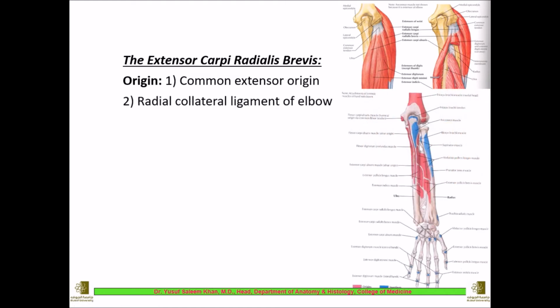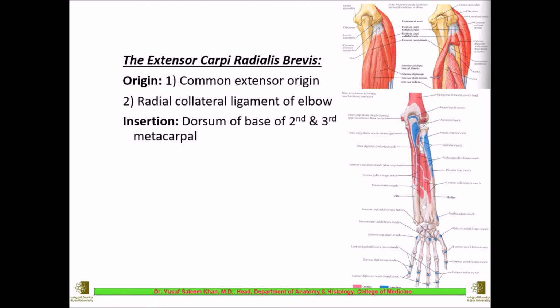Now coming to the origin, here will be the common extensor origin, so it will be taking origin from the common extensor origin. And the second origin of this muscle is from the radial collateral ligament of the elbow. So there will be a radial collateral ligament here, so it will be taking origin from the radial collateral ligament of the elbow also.